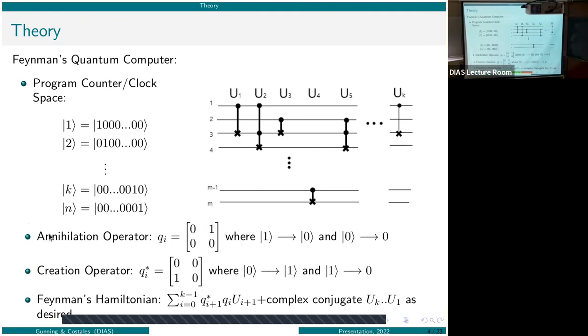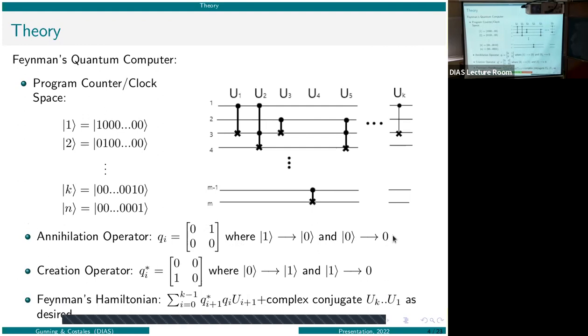Now, what the annihilation operator is going to do is convert an occupied site to an unoccupied site. An unoccupied site, it will reduce to nothing. The creation operator is going to convert an unoccupied site into an occupied site, and an occupied site, it will reduce to nothing. So using all of these elements, we're able to form Feynman's Hamiltonian, which is very important for our time evolution operator. Now, I think the best way to explain how this works is by an example.